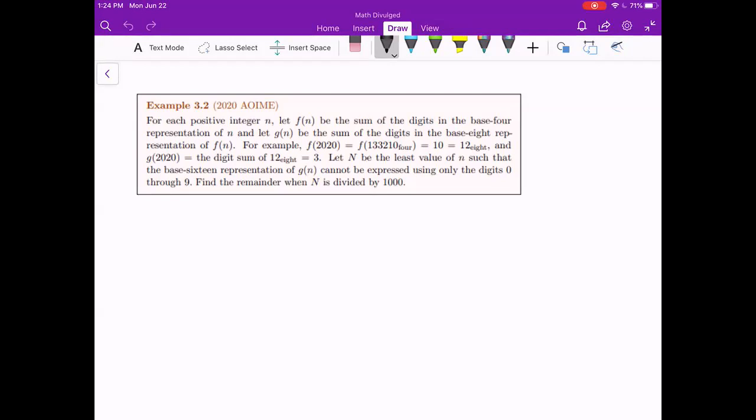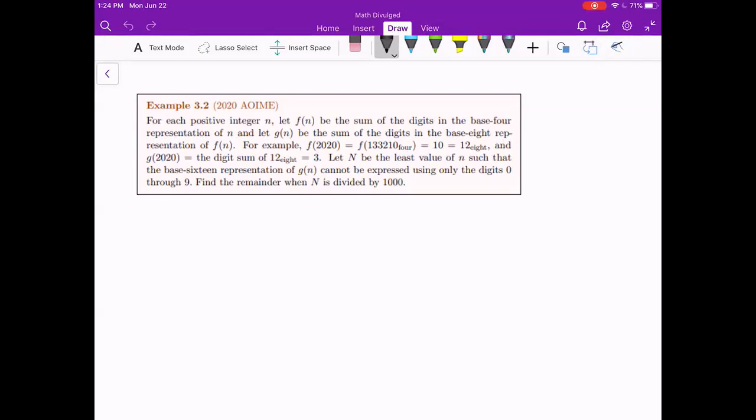f of 2020 is equal to 133210 in base 4. And the sum of those digits, 1 plus 3 plus 3 plus 2 plus 1, is equal to 10. And then we convert that to base 8, which is 12. And then the sum of those digits is 3, which is g of 2020.